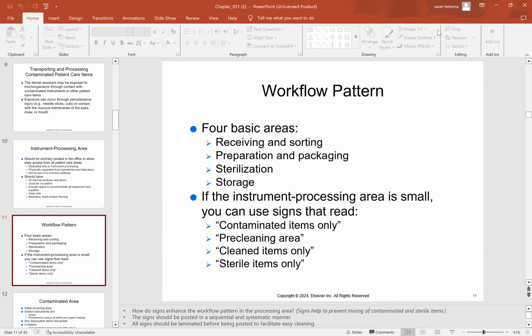Workflow pattern includes 4 basic areas: the receiving and sorting, the preparation and packaging, the sterilization itself, and then storage. If the instrument process area is small, you can use signs that read contaminated only, pre-cleaning, clean items only, and sterile items only.